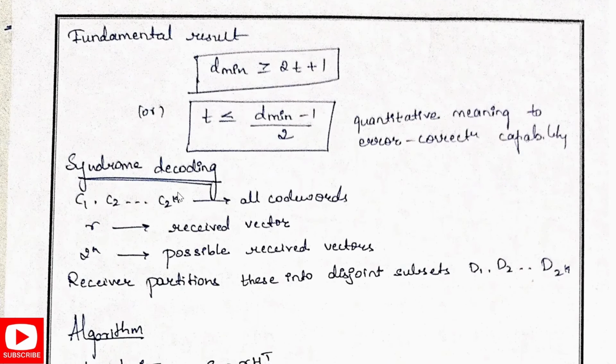Next, we have the result: D minimum should be greater than or equal to 2t plus 1, and t should be less than or equal to (D minimum minus 1)/2. Shift that and you will get it. This is the quantitative meaning of the error detection capability.